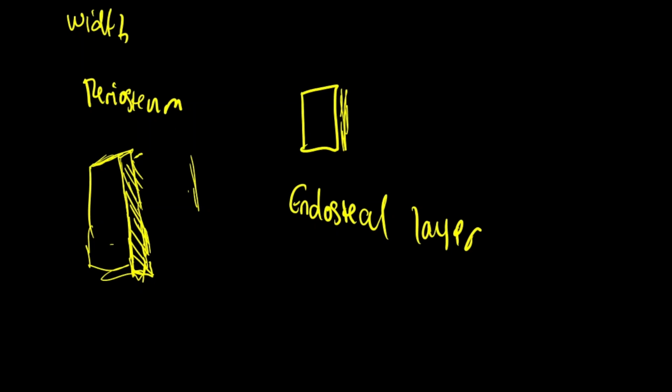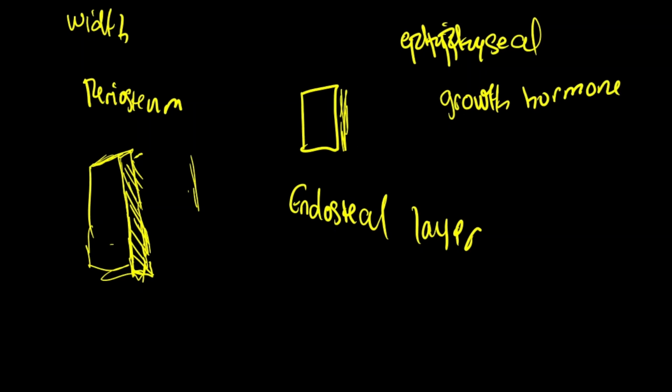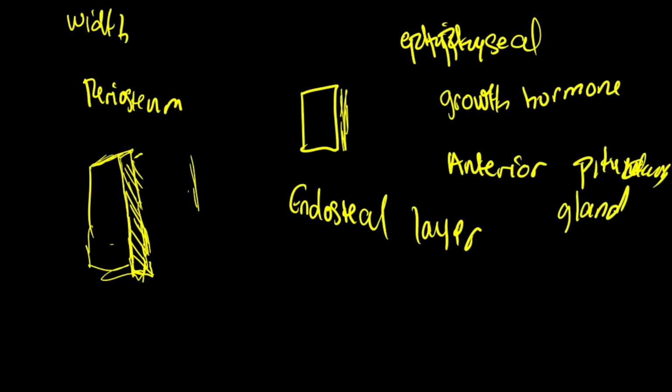Let's take a look at the hormonal regulation of bone growth. It's very important for us to take note of the fact that in infancy as well as in childhood, the activities of the epiphyseal plate are regulated by growth hormones. These growth hormones are released by the anterior pituitary gland. So in infancy and childhood, the activities of the epiphyseal plate are regulated and controlled by the growth hormones. Now, in adolescence, at puberty, we have an increase in sex hormones.